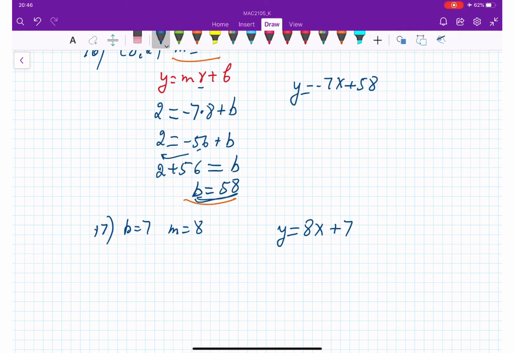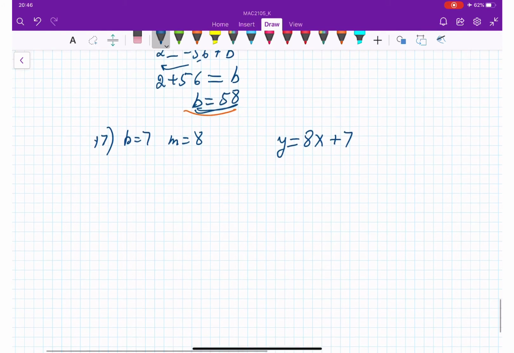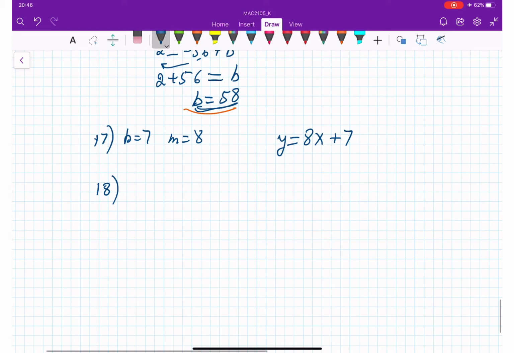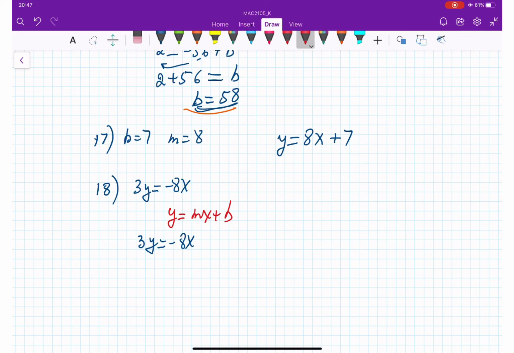Question number 18. Find the slope and y-intercept of the given line and graph it. Okay, we have 3y is equal negative 8x. To find slope, we need to write it down in the form y is equal mx plus b. Yes, we need to write it in the format mx plus b. All right, so since we have 3y equal negative 8x, to find y, we have to divide by 3.